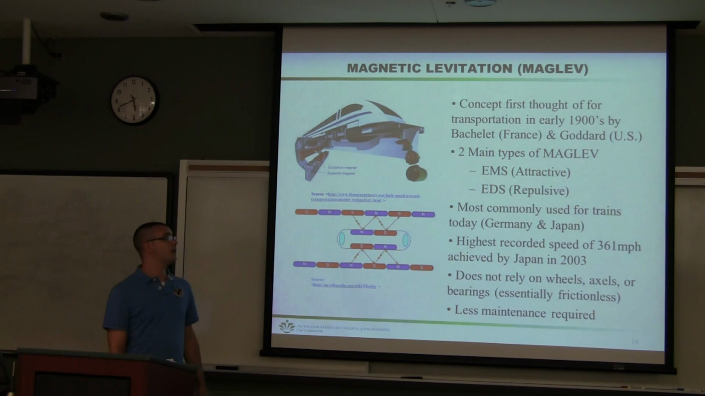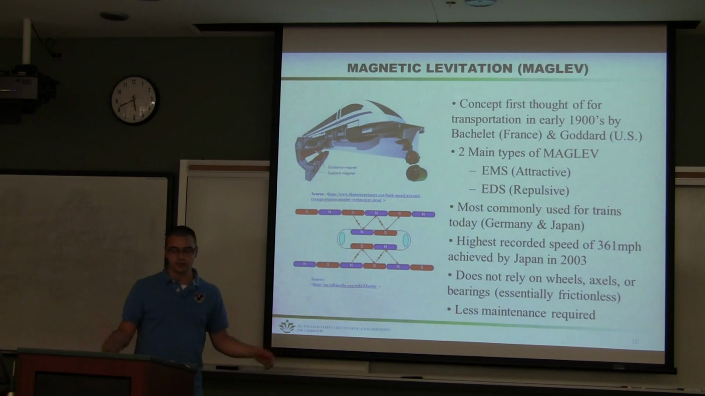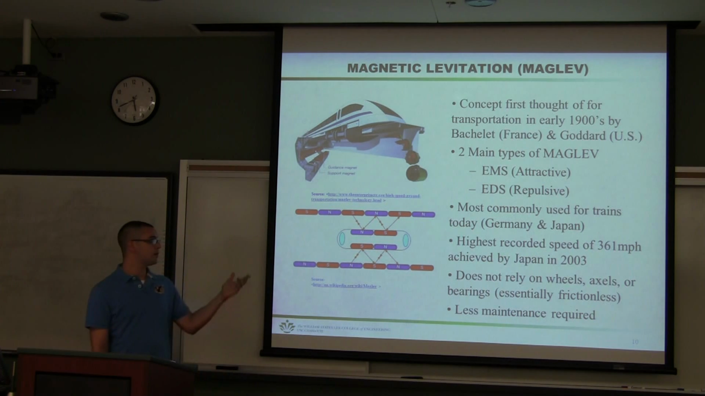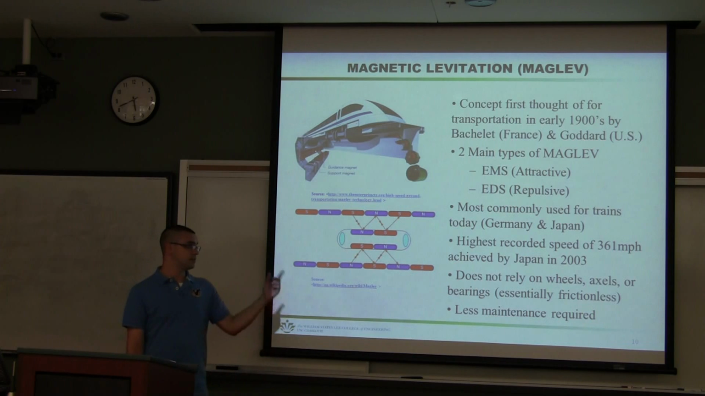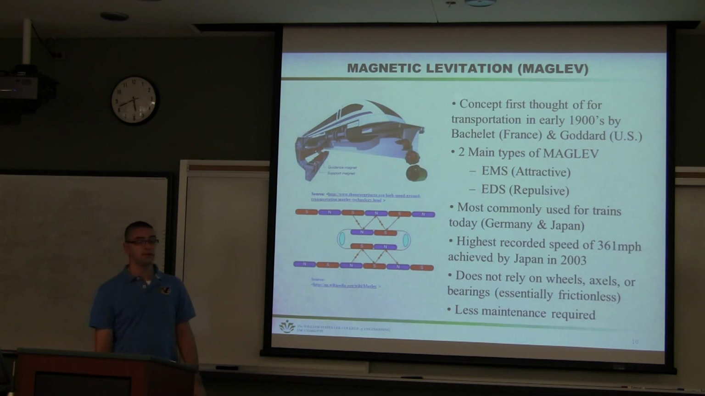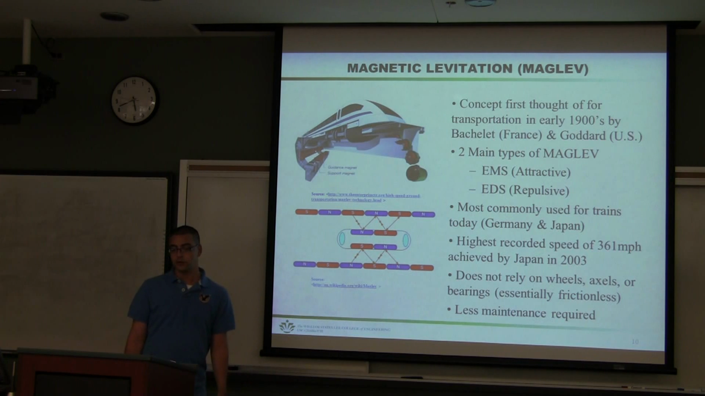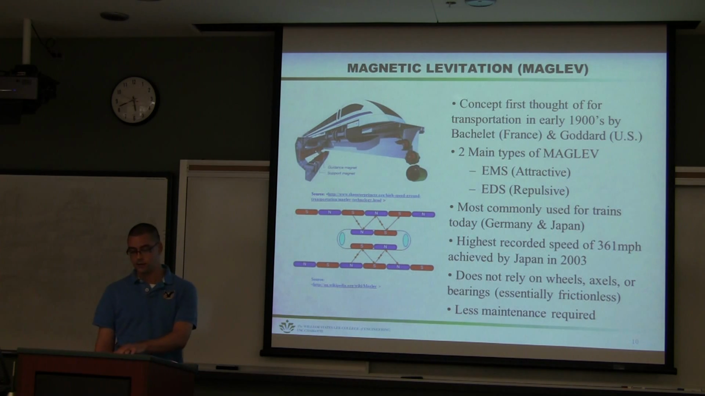There are two main types of maglev: EMS, which stands for electromagnetic suspension, and EDS, which stands for electrodynamic suspension. The highest recorded speed of a maglev train was 361 miles per hour, achieved by Japan in 2003. There's currently one in China that goes about 286 miles per hour.